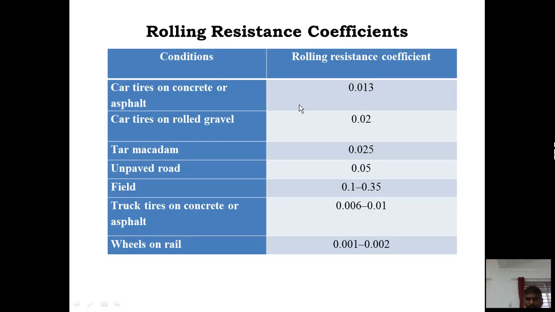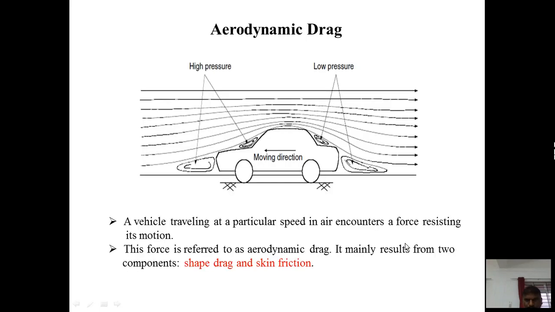Rolling resistance coefficient. Here are the various conditions and the corresponding rolling resistance coefficients. For example, when car tires are on concrete or asphalt, the rolling resistance value is 0.013. Car tires on rolled gravel, the rolling resistance coefficient is 0.02. If it is rolling on tar macadam, it is 0.025. When it is traveling in a field, the rolling resistance is 0.1 to 0.35. Correspondingly, for wheels on a rail, the coefficient is 0.001 to 0.002.